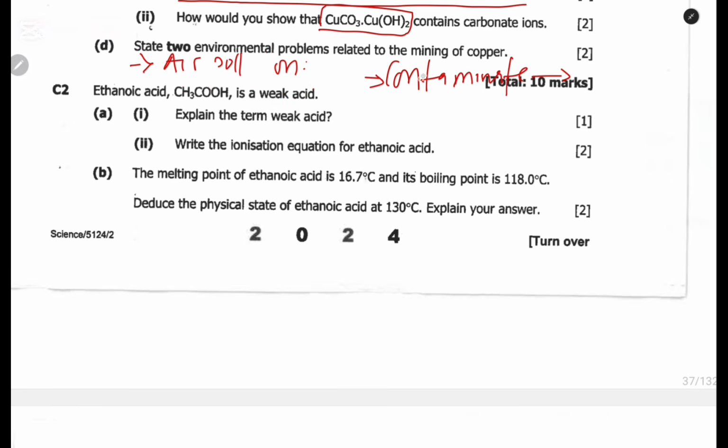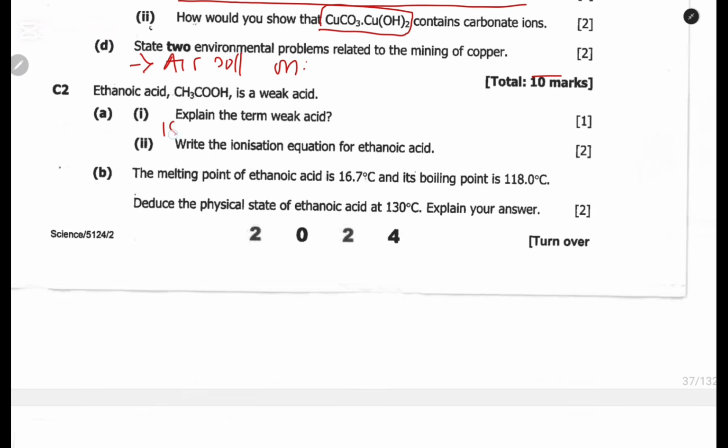Let us now answer C2. So we've answered C1 fully, and as you can see, the total marks is 10 marks. So we've answered it fully. Let us answer C2. For C2, the question is coming from acid, base, and salt. The first question, A1: explain the term weak acid. What is a weak acid?